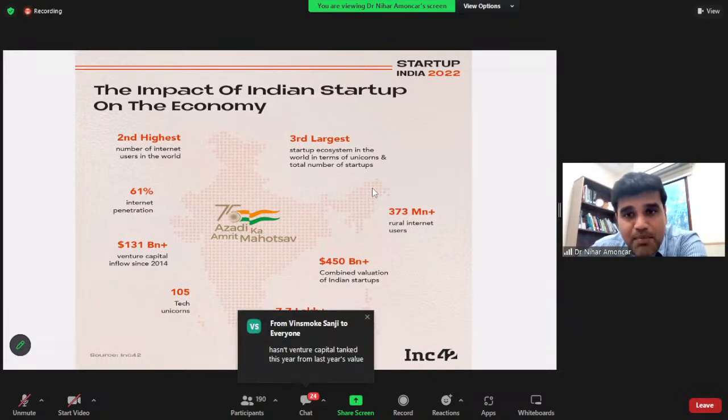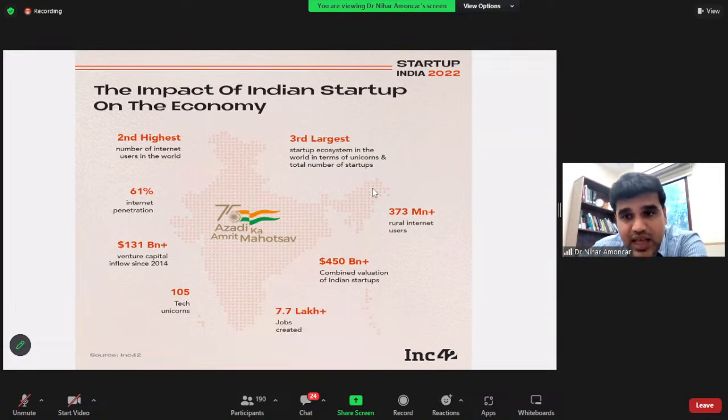And what has been our impact? The startup ecosystem has created over 7 lakh jobs. And the best part of it is that 373 plus million rural internet users have been incorporated into this particular ecosystem, and that is aided by the 61% internet penetration. So if you see, we have a lot of positivity that has happened within the Indian startup ecosystem in the last decade or so.